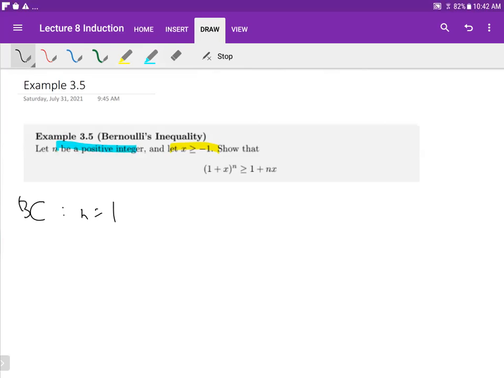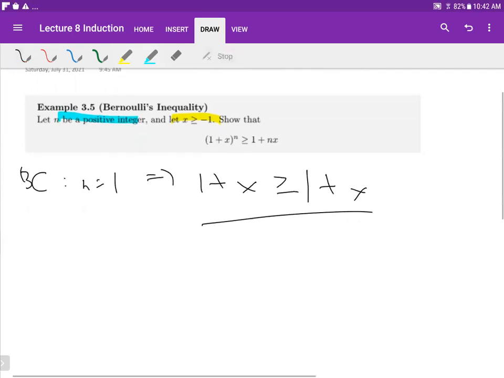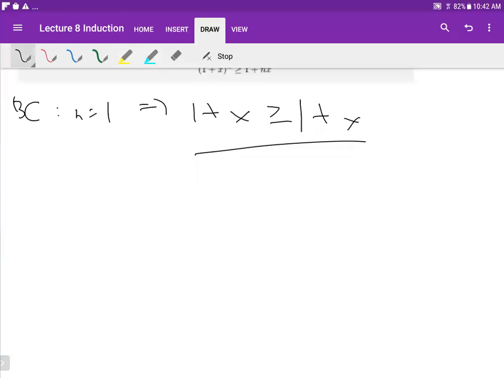So the given inequality would become 1 plus x is greater than or equal to 1 plus x. And this is clearly true, because 1 plus x is equal to 1 plus x. It's the identity property, I forgot what it's called, but it's equal to itself basically. But we will prove this.